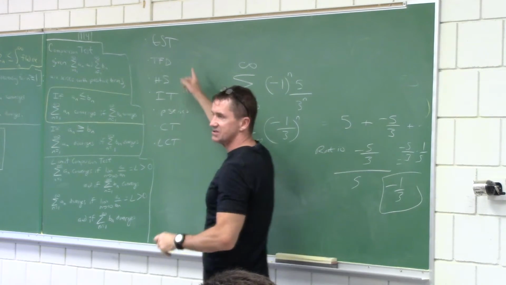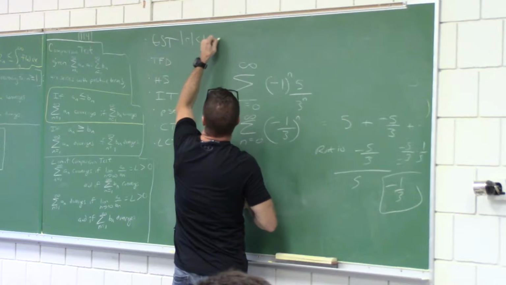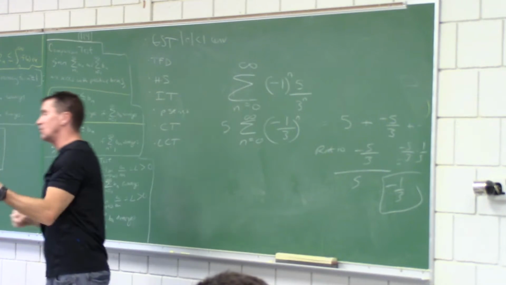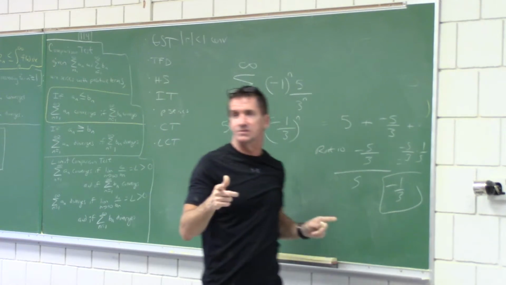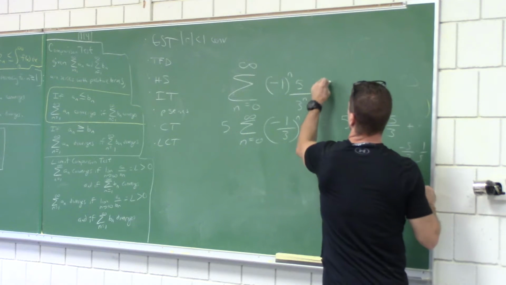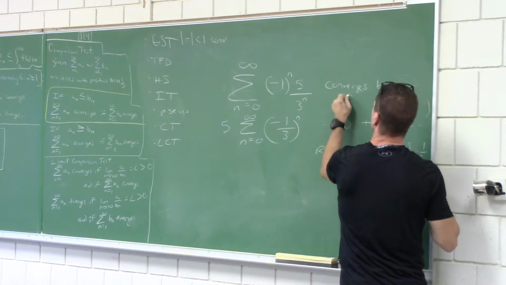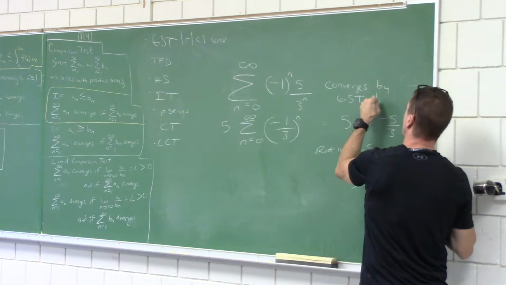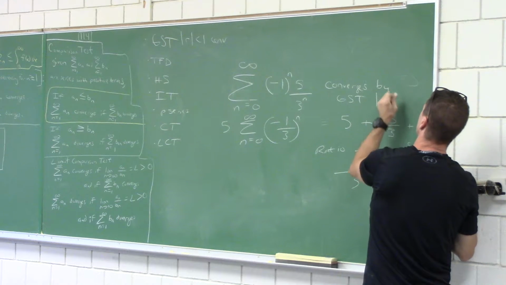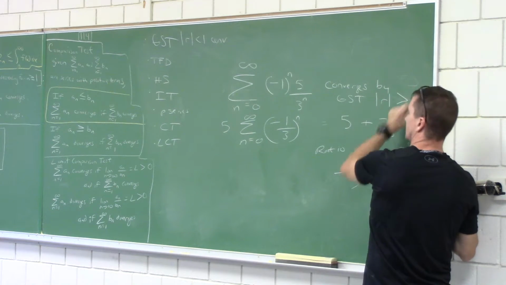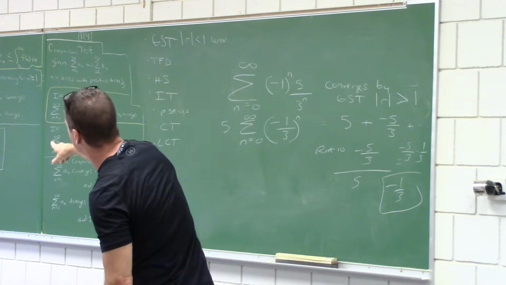Do you remember the geometric series test? Great test. If the absolute value of the ratio is less than 1, it converges. If it's greater than or equal to 1, it diverges. So what do you know about the series? Is it converging or diverging? It's converging. This converges by which test? GST. And all I have to do is say the absolute value of the ratio is equal to 1/3, which is less than 1.